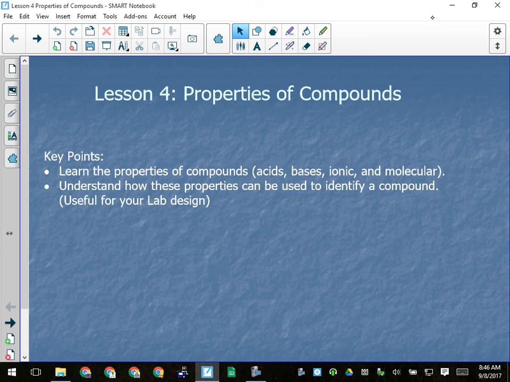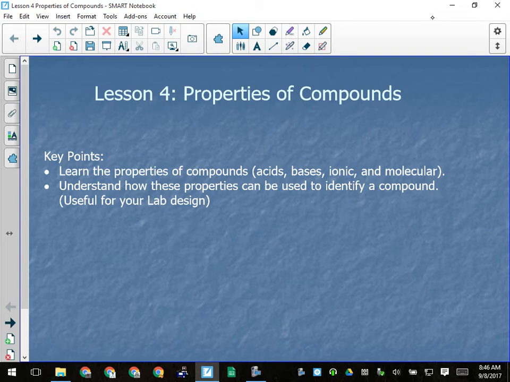So the stuff we're going over today has to do a lot with the lab we're going to be doing on Tuesday. What we have to get out of today are some of the properties that ionic compounds show, and some of the properties that molecular compounds show, because on Tuesday, you will be given 12 unknown materials. They'll just be in beakers labeled A through K.